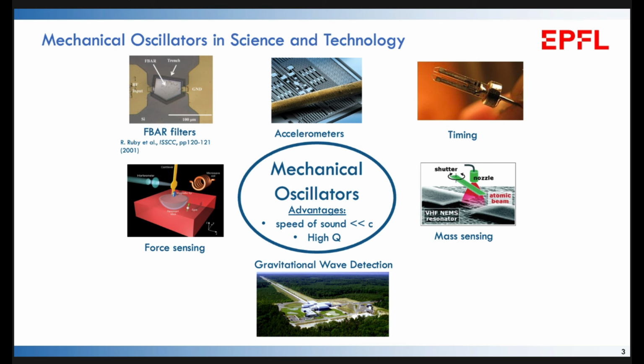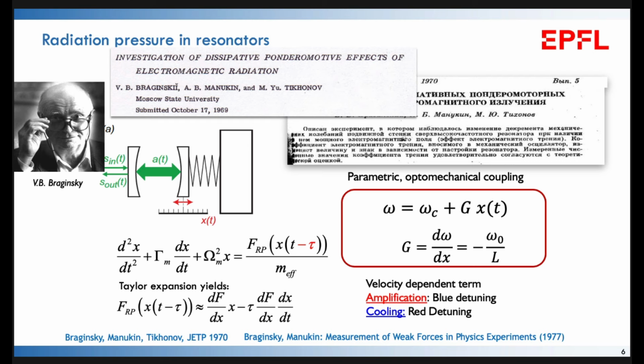Braginsky was proposing the investigation of dissipative quantum motive effects of electromagnetic radiation. And so I wanted to make sure that this paper is at least shown once here in this conference. I think I'm the second person to show it.